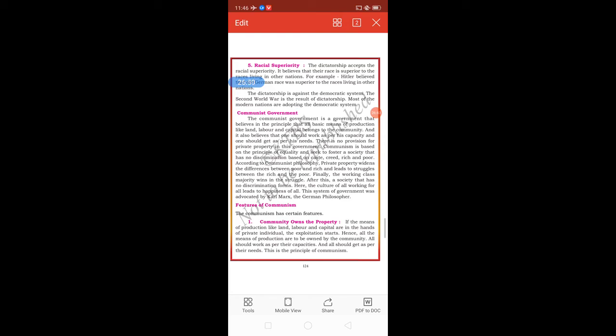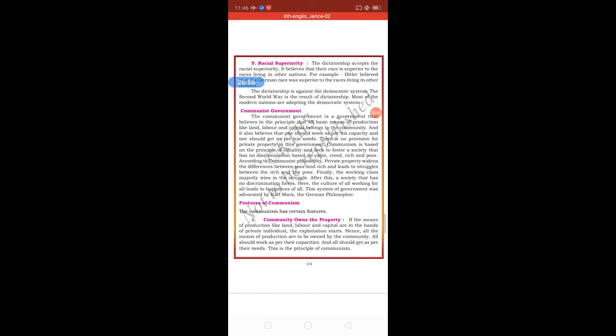According to the communist philosophy, private property widens the difference between poor and rich and leads to struggle between the rich and the poor. Finally the working class majority wins in this struggle. After this, a society that has no discrimination forms. Here the culture of all working for all leads to happiness of all. This system of government was advocated by Karl Marx, the German philosopher.